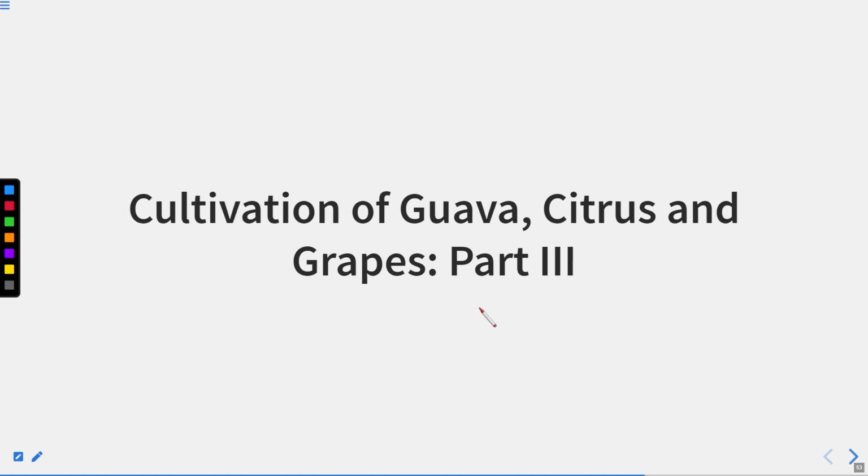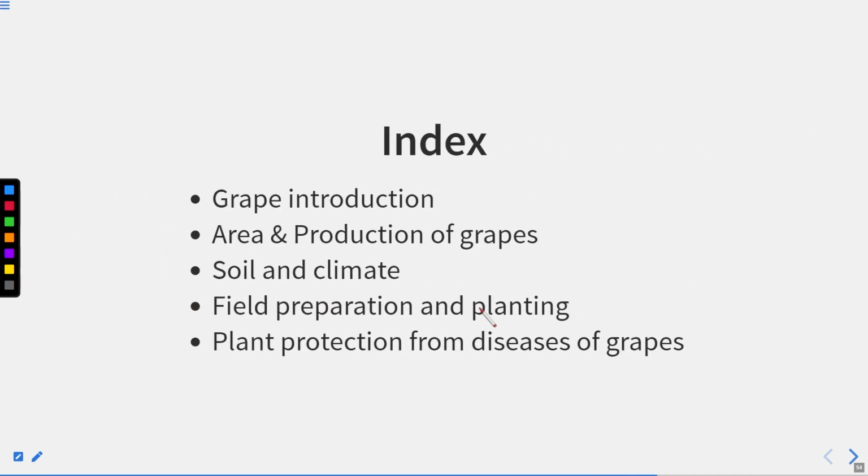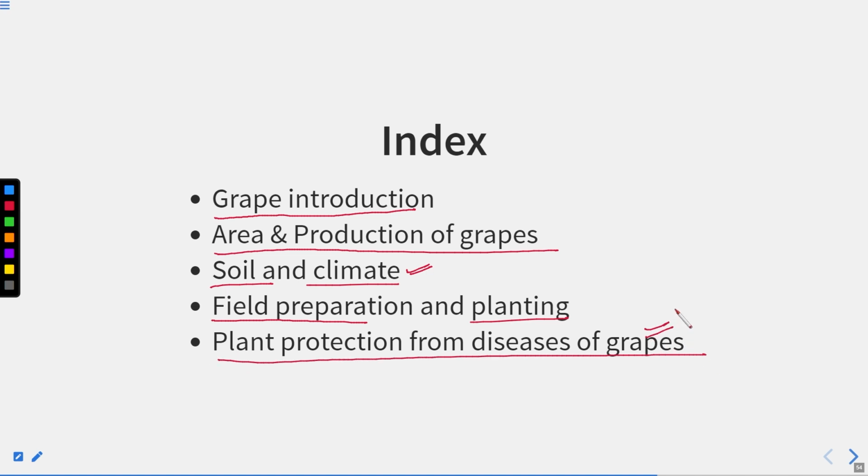This is the third session of this topic, and in this topic we are going to study the fruit grape. There will be an introduction to grapes in this session, and then we will talk about the area and production of grapes. We will also discuss the soil and climatic conditions required for the growth of grapes. Then there will be a discussion on field preparation and planting of grapes, and we will also discuss some of the diseases of grapes that generally occur, and how to get rid of these pathogens.